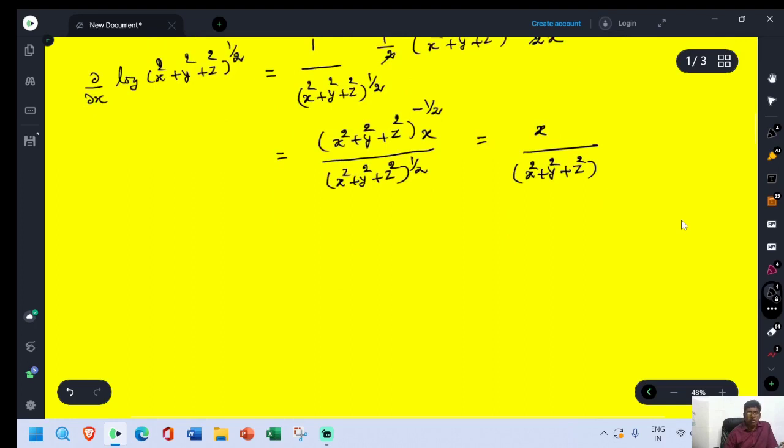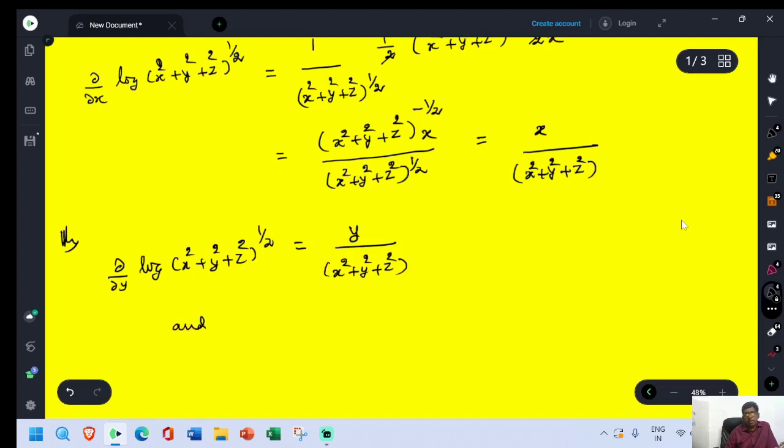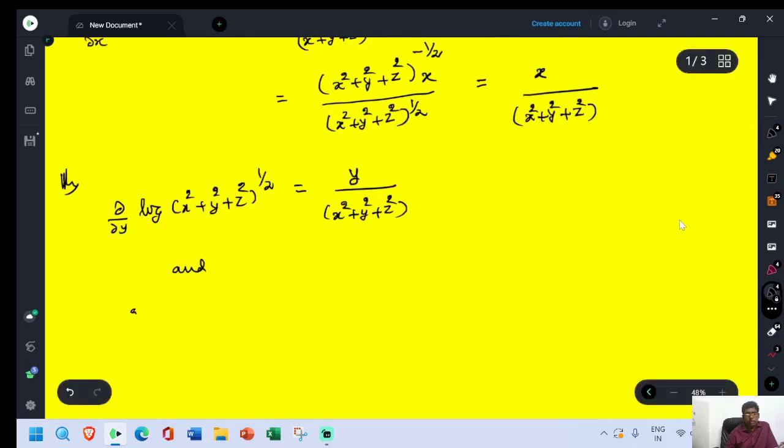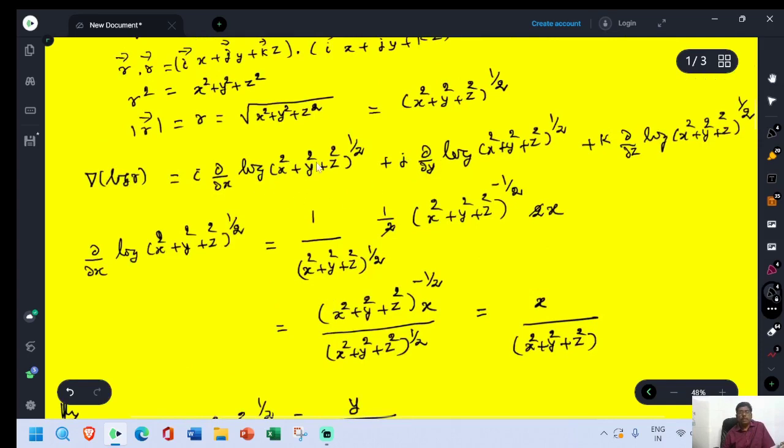Now, in the same way we can write, similarly, dou by dou y of log x square plus y square plus z square power half equal to y divided by x square plus y square plus z square, and dou by dou z of log x square plus y square plus z square power half equal to z divided by x square plus y square plus z square. Substitute all these values in this equation.